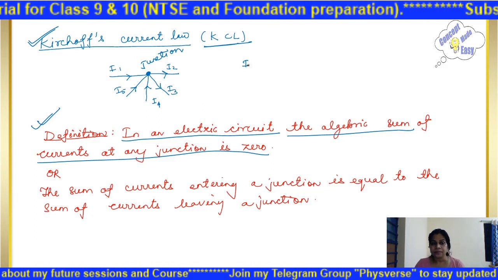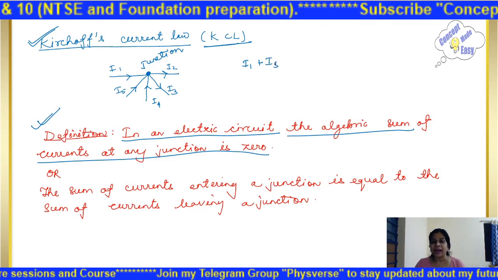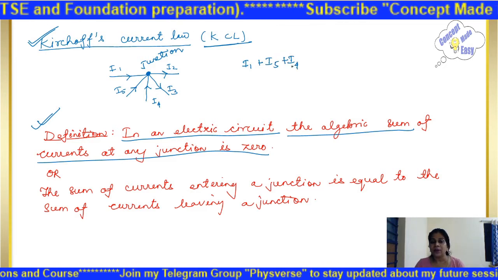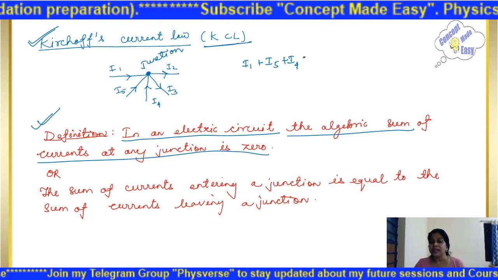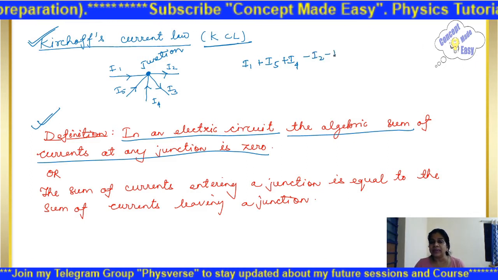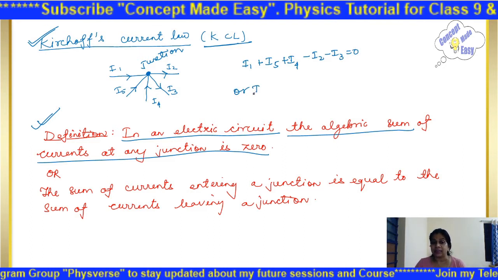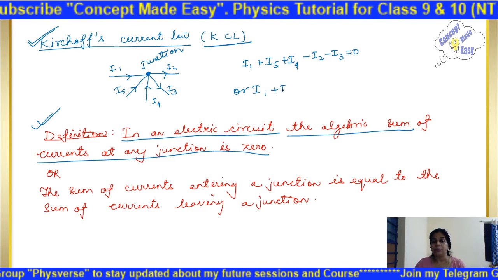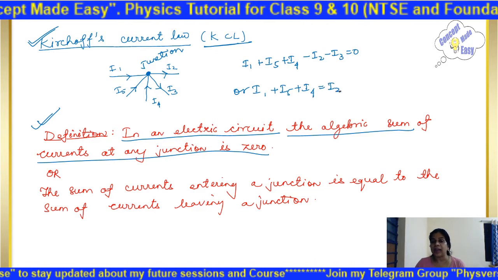So I can say I1, the incoming current is I1 plus I5 plus I4, and what are the outgoing currents? I2 and I3. So I can say minus I2 minus I3 is equal to 0. Or you can write this equation as I1 plus I5 plus I4 is equal to I2 plus I3.